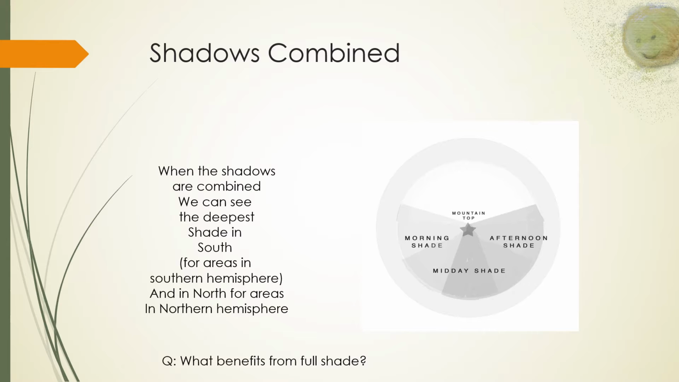When we combine the shadows, you can see that heavy shade sector below the mountain top there. Some things benefit from shade because it's cooling. What are the elements that you would have in the shade? I know, number one, I would be putting my fire shelter in the shade. And I would probably have a mushroom farm in the shade.